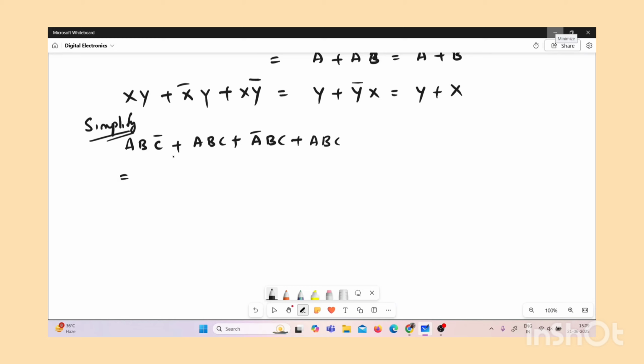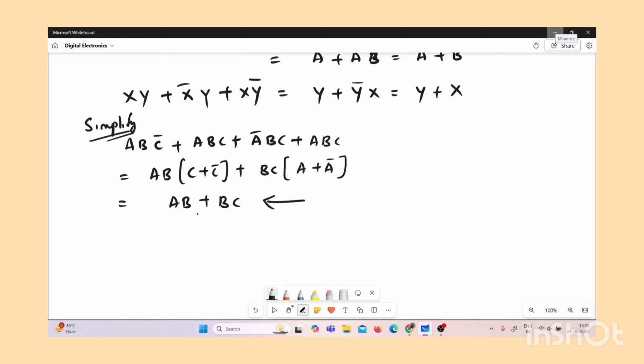Let us simplify this expression. So from these two terms, AB is common. So AB into C plus C bar. From these two terms, BC is common. BC into A plus A bar, which is equal to 1, since C plus C bar is equal to 1 and A plus A bar is equal to 1. The answer is AB plus BC.